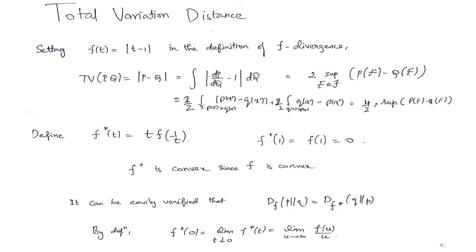Another easy fact to verify is that the divergence with respect to f for P and Q is equal to the divergence with respect to f star for Q and P. Because by definition, f star of 0 equals the limit of f star of t as t tends to 0, which is equal to the limit as u tends to infinity of f of u by u.